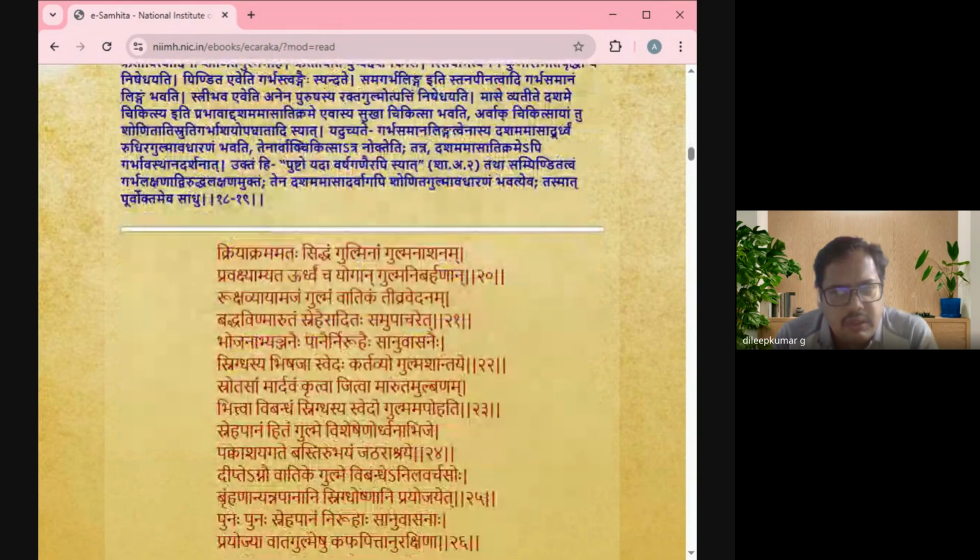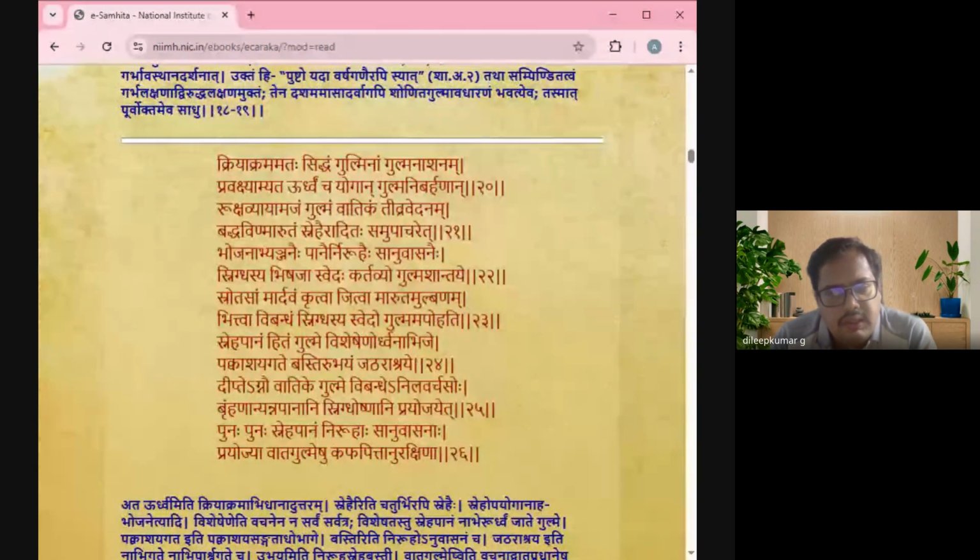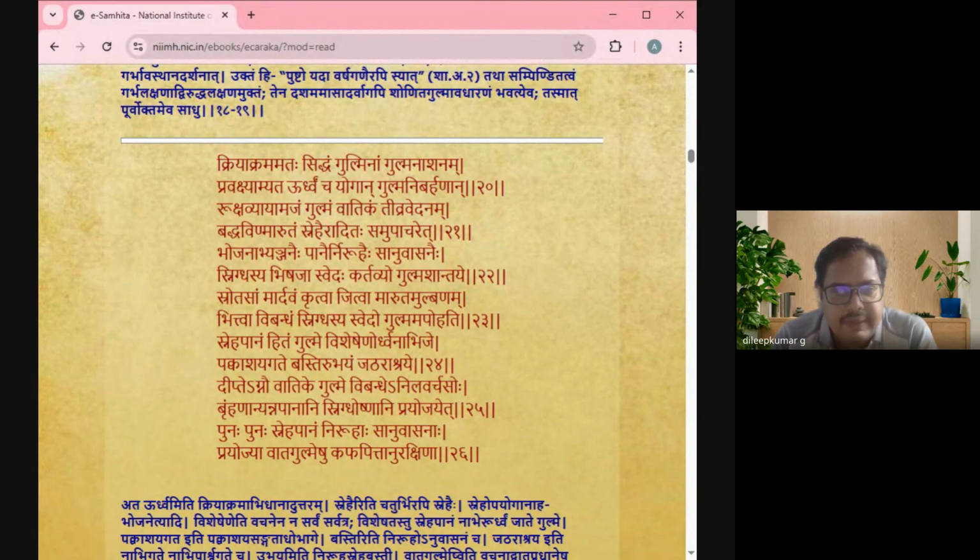Next is sloka number 20. We will move into the treatment of Gulma. Kriyavat Kramam Matah Siddham Gulminam Gulmanashanam. In Nidanasthana, it was said that any treatment targeting Vata, Anila Shanti, is the main line of treatment for Gulma. The same thing is followed here again.